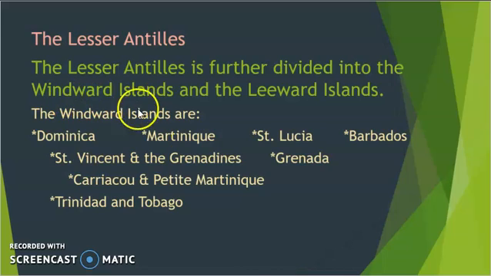So the Windward Islands receive a stream of wind, to put it simply, from the northeast, right? So we are part of the Windward Islands, and the Leeward Islands go further up the chain. So let's look at it. The Windward Islands are Dominica, Martinique, St. Lucia, Barbados, St. Vincent and the Grenadines, Grenada, Carriacou and Petite Martinique, and Trinidad and Tobago. All these are the Windward Islands.